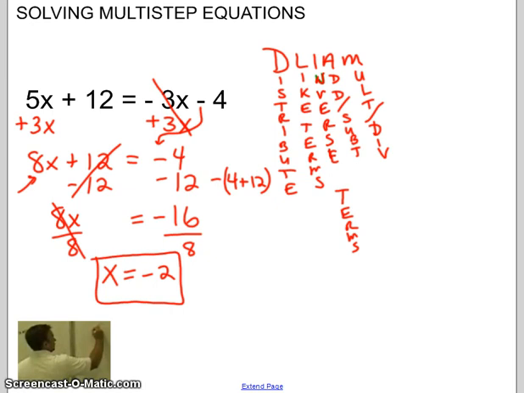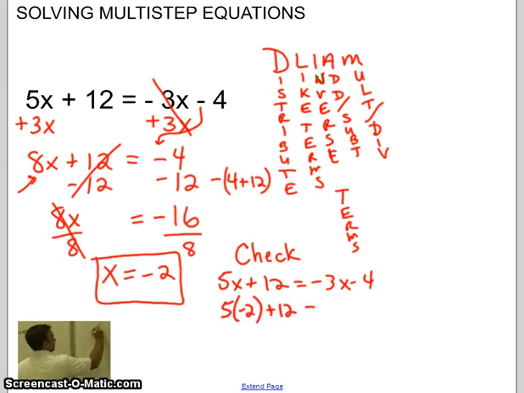Now if I want to check this to make sure I did it right, I'm going to plug in the value of negative 2 into my equation. So 5x plus 12 equals negative 3x minus 4. I'm going to sub in the value for x and see if it works. And you get 2 equals 2, so it worked out.